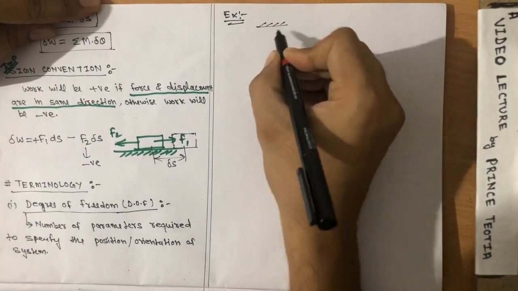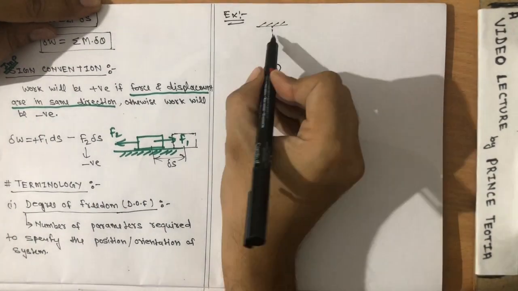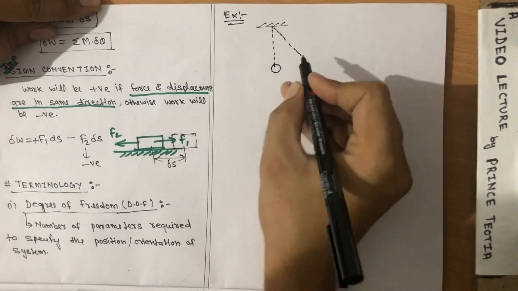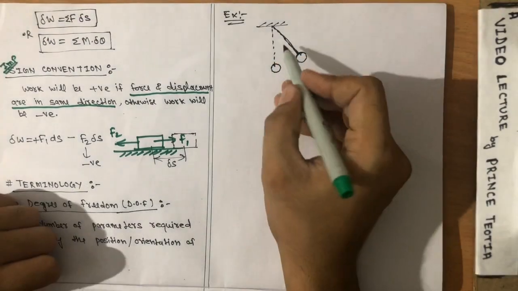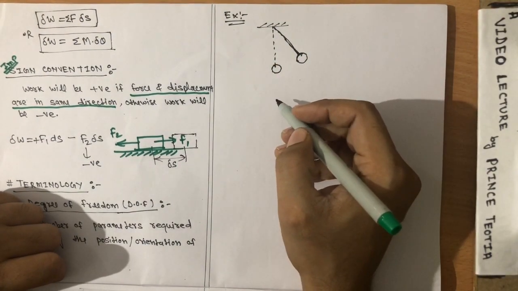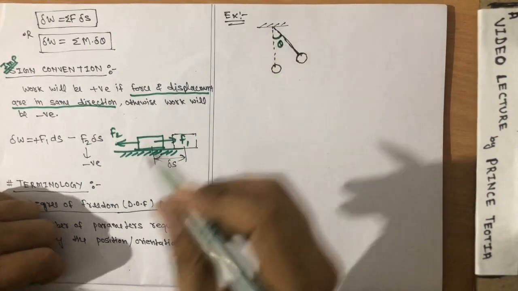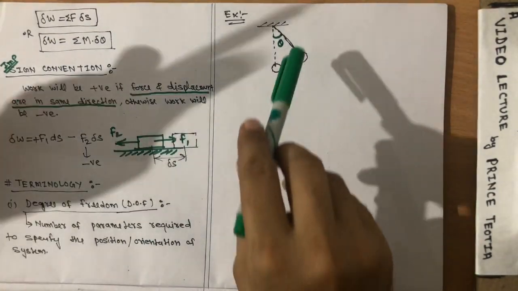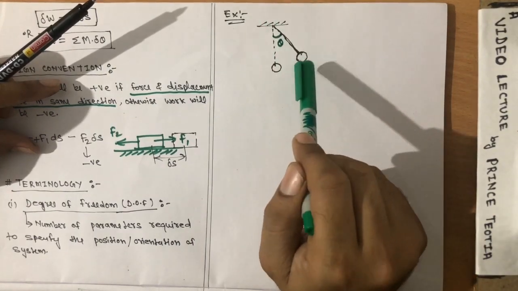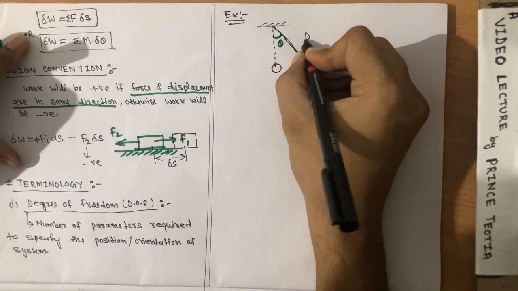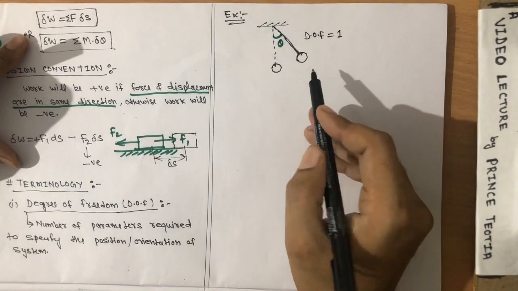Suppose this is a simple pendulum, and at any time this is the position of the pendulum. How many parameters do we require for this position? We require only one parameter, that is theta. If anyone tells you that theta is 30 degrees, you can directly say that this is the position of the pendulum. So in this case, the degree of freedom will be 1. You require only one parameter.